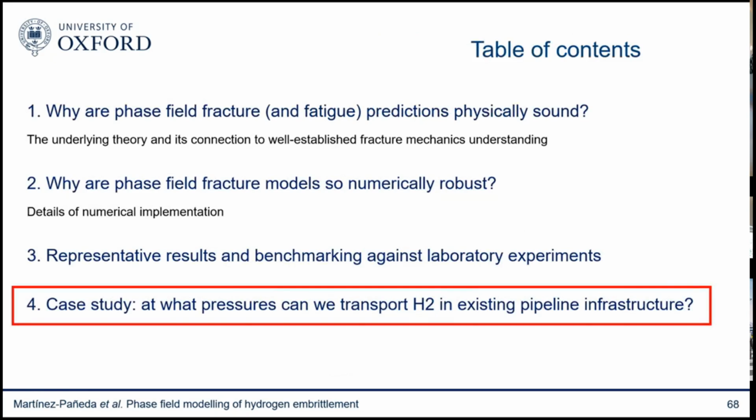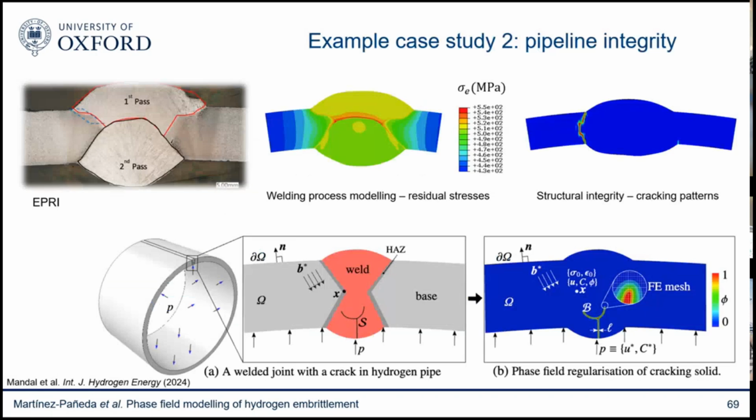time. This is related to pipelines, which is a thing of interest here. And you all know that the key question is, okay, can we transport hydrogen through existing natural gas pipelines? And as I said, this is a very difficult question to answer experimentally. First of all, because the weakest link is going to be the welds, and it's very difficult to extract relevant material samples from heat-affected zones.